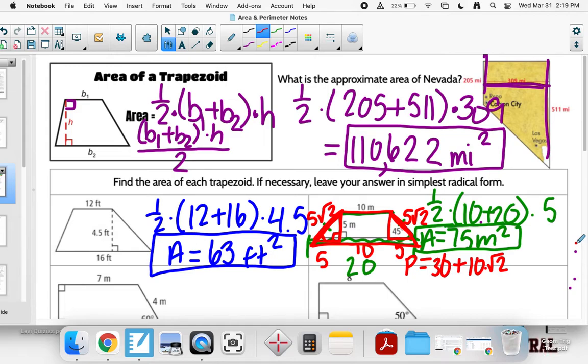So if we just throw this in a calculator and take 10 times the square root of 2, we get 14.14. And then add 30 to that. This is 44 point, let's just go 1.